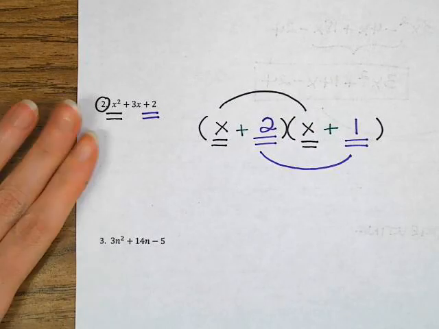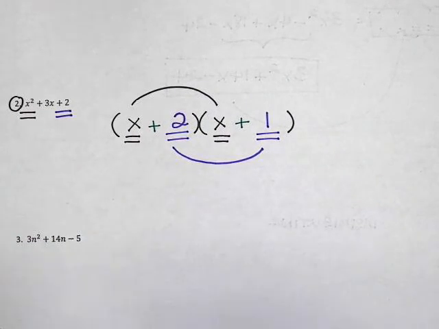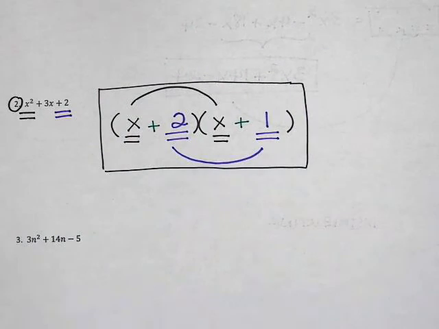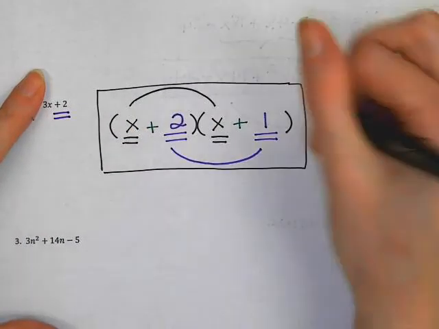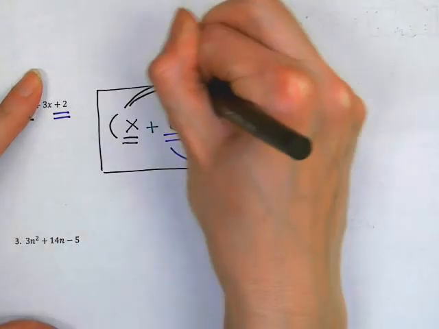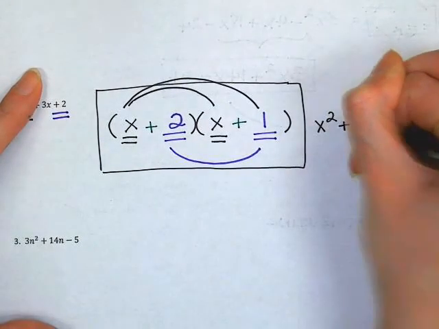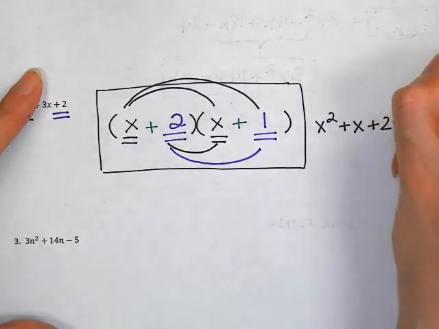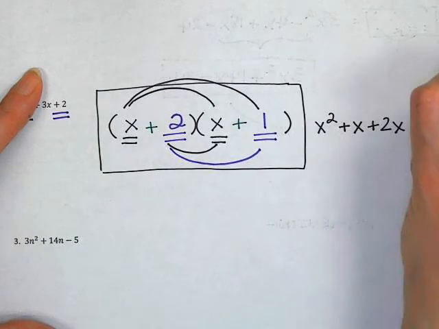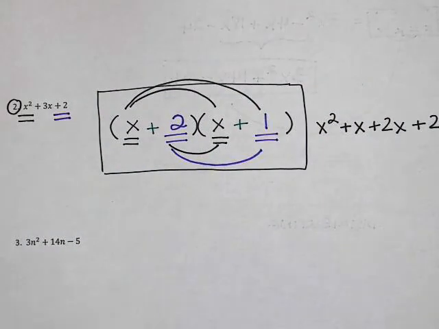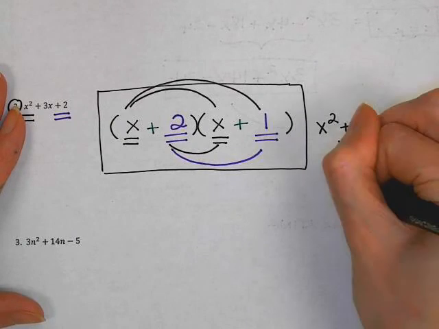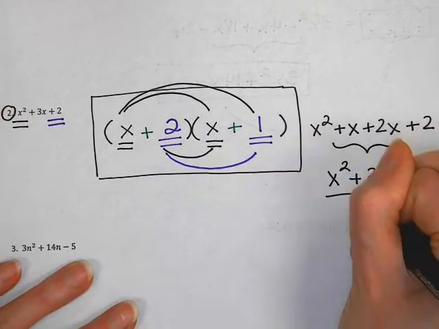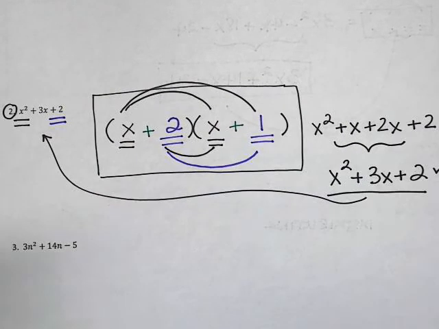Okay, let's just make sure. That's the answer. You guys are done. This is it. That's called factoring trinomials. But let's just get in the habit of checking it. So x times x would be x squared. X times 1 would be 1x, and then 2 times x would be 2x, and then 2 times 1 would be 2. And then if you add like terms in the middle, 1x plus 2x, you get x squared plus 3x plus 2. Did we get back to where we started? Yes. Okay, so we did it right.